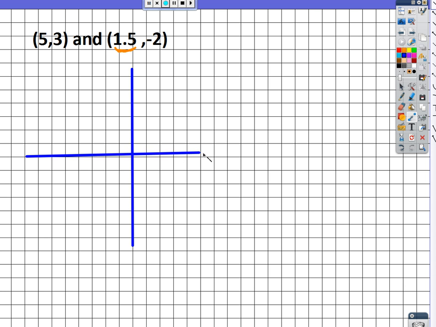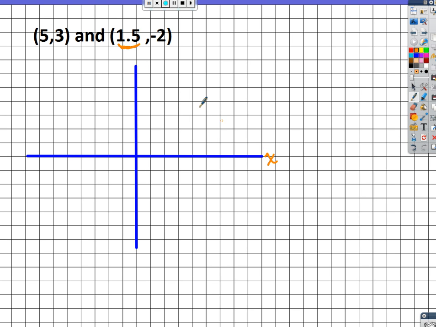I'm going to create my own x and y axis, just because modeling this for students makes them more comfortable doing this. I have a point at 5, 3. 1, 2, 3, 4, 5, up 3. Maybe this time I'll call it something else. I'll say P, and this is Q. So here's point P. Point Q is at 1.5, -2.